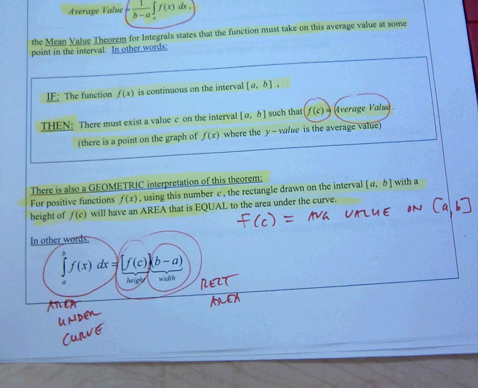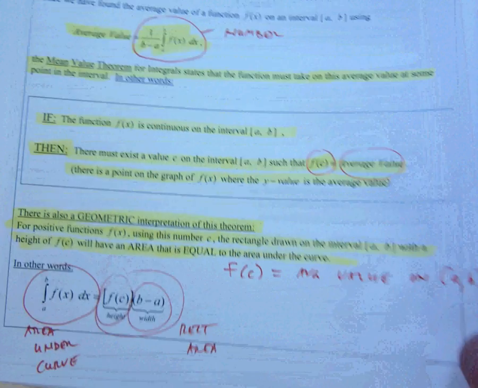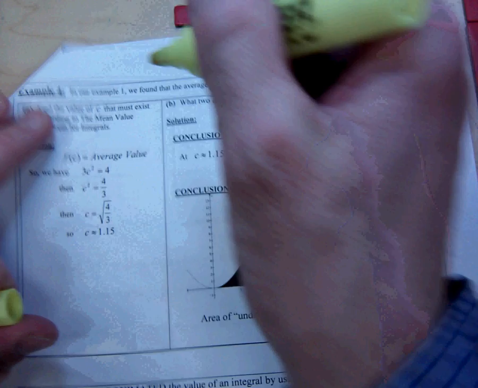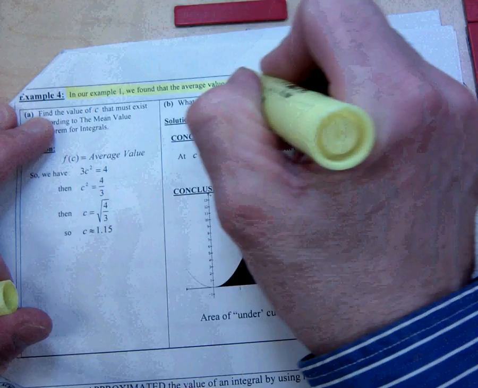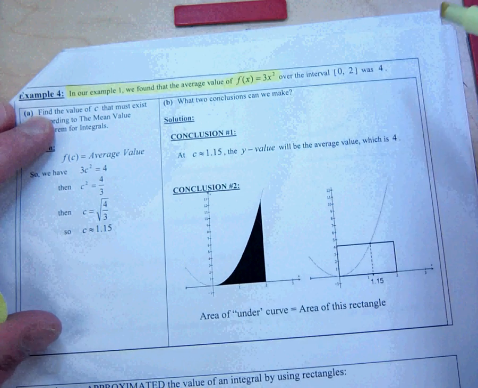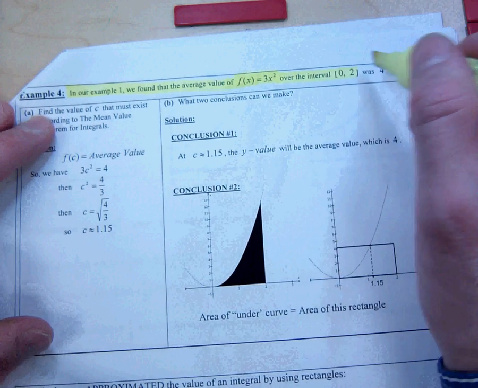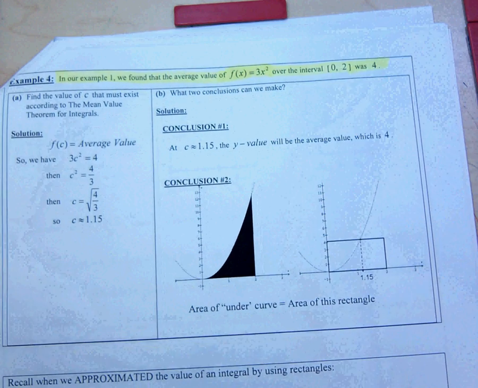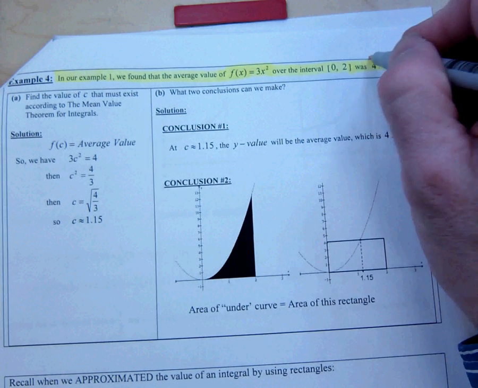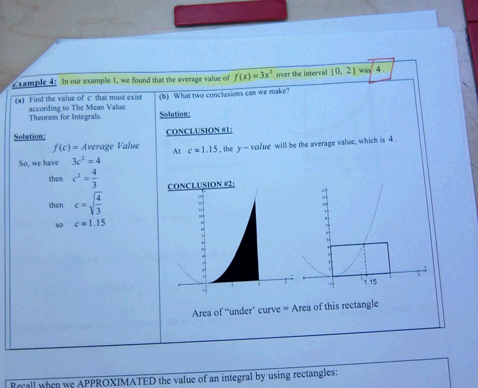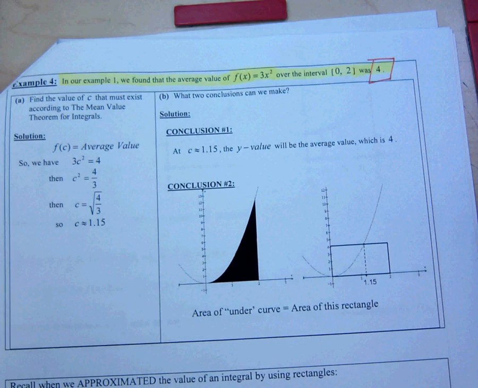Okay, so here we go. I'm going to use example 1 just to save us some time. Going back to example 1, we found that the average value of that parabola function, or quadratic function, over the interval 0 to 2 was 4. Are you with me? Do you remember that from example 1? Let's take it from there and apply the mean value theorem for integrals.